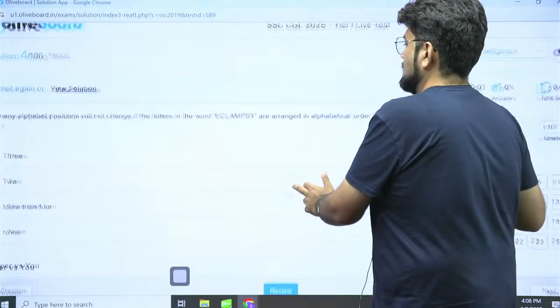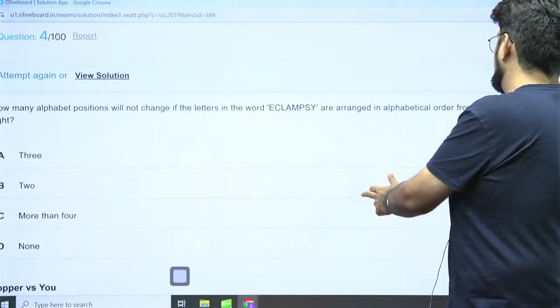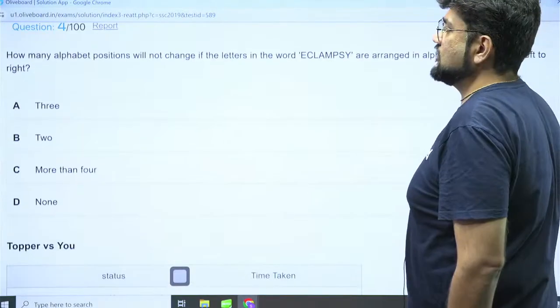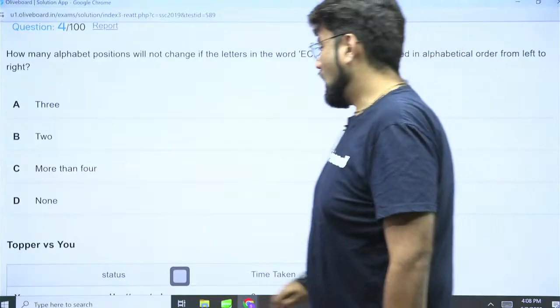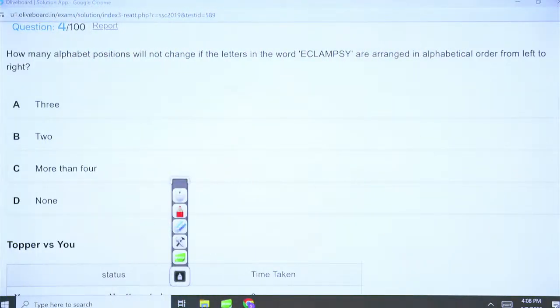Next. If the letters of the word eclampsy are arranged in alphabetical order from left to right, which letters will not change their position? Or how many letters will not change their position? Yes, what about this one? Eclampsy.